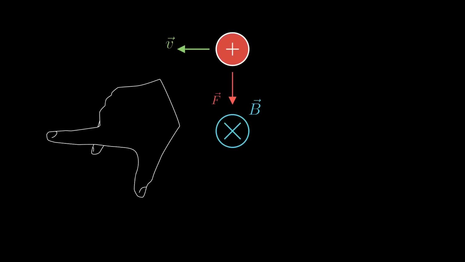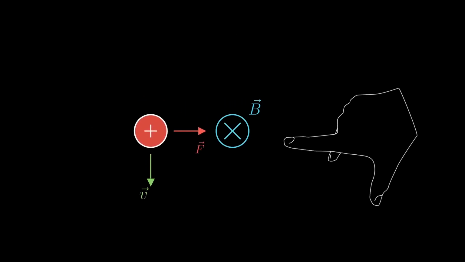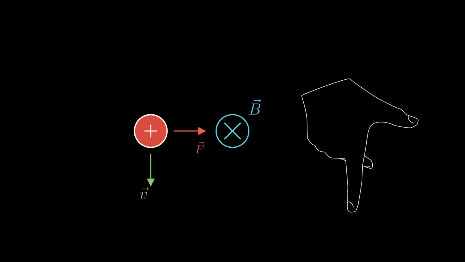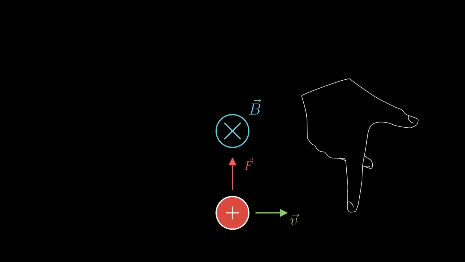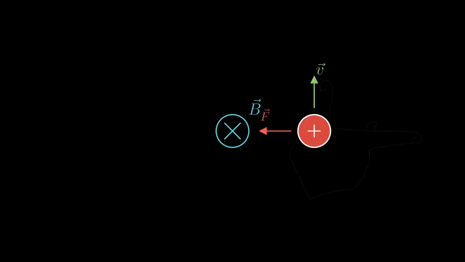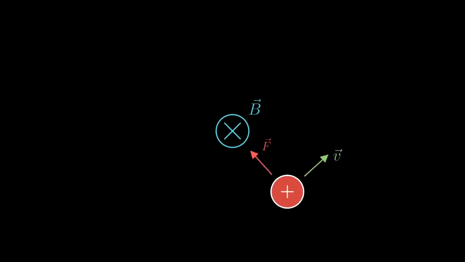Now, its velocity is to the left. So if we do the right-hand rule again, we get that the force is downward, which pushes the charge downward, until it's going down and to the left like this. Now the force is to the right, so it goes like this, and then the force is up. So we can see that the charge follows a circular path.